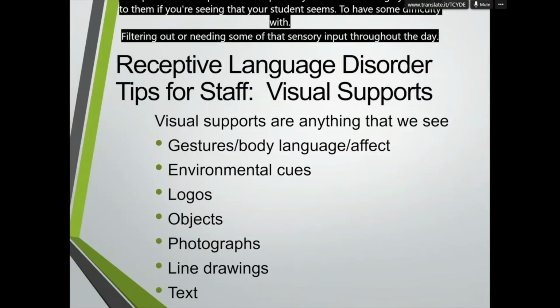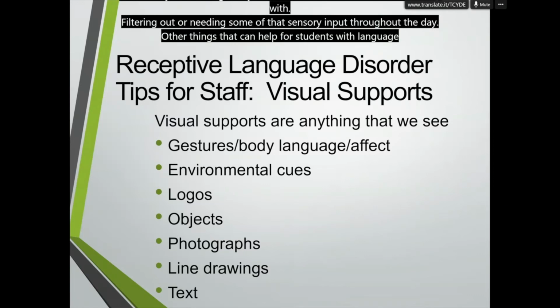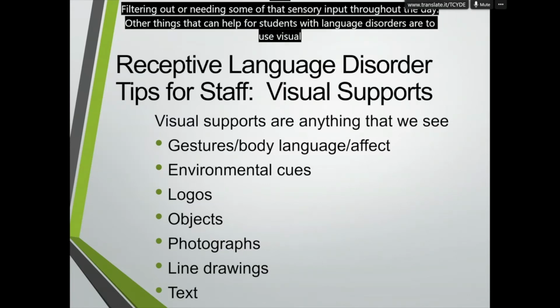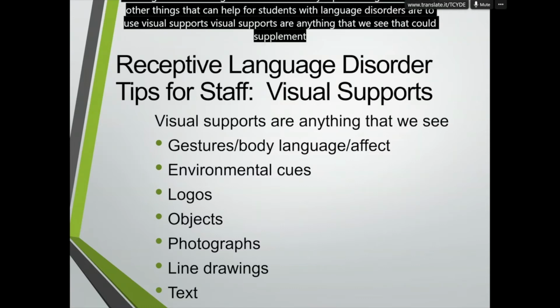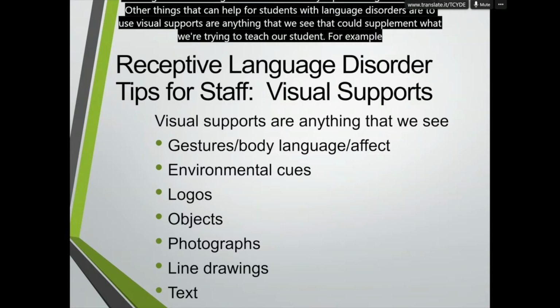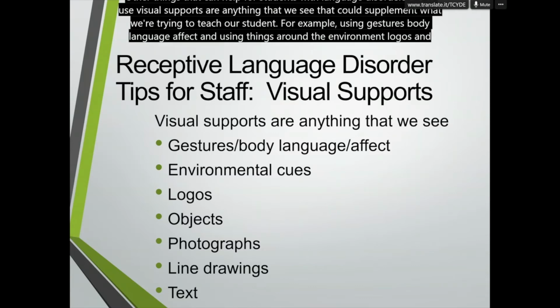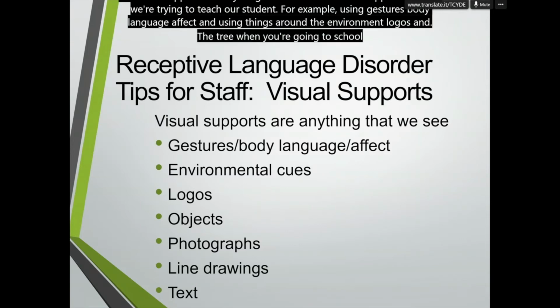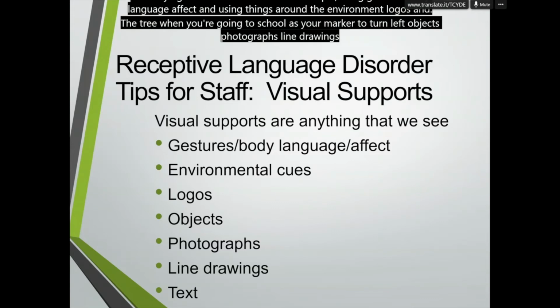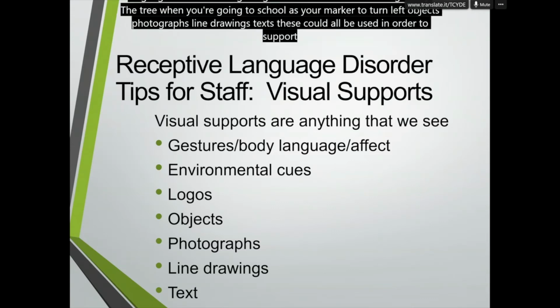Other things that can help for students with language disorders are to use visual supports. Visual supports are anything that we see that could supplement what we're trying to teach our student. For example, using gestures, body language, affect, and using things around the environment like logos and a tree when you're going to school as your marker to turn left. Objects, photographs, line drawings, texts, these could all be used in order to support auditory presentation of materials.